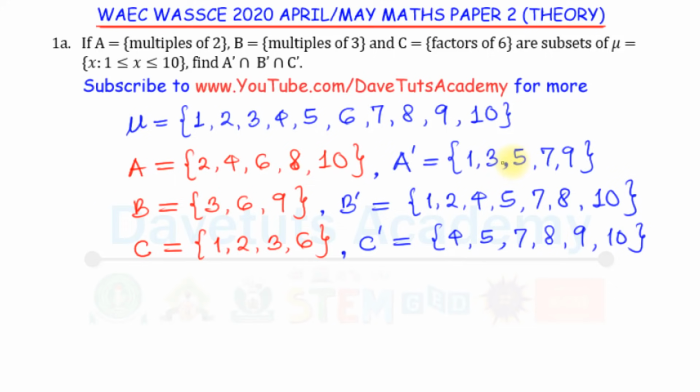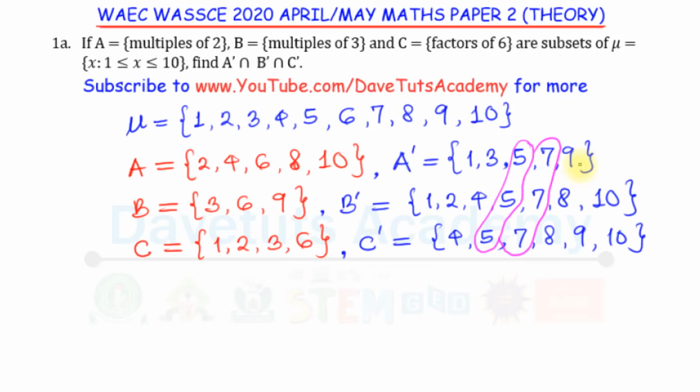In A complement, we have 3. In B complement, we don't have 3. Definitely, that's not going to be it. In A complement, we have 5. Good. In B complement, we have 5. Good. In C complement, we also have 5. So 5 is actually common to these 3, and so that qualifies. In the same way, look at 7. We also have 7 in A complement, 7 in B complement, and 7 in C complement. So we can also take 7.